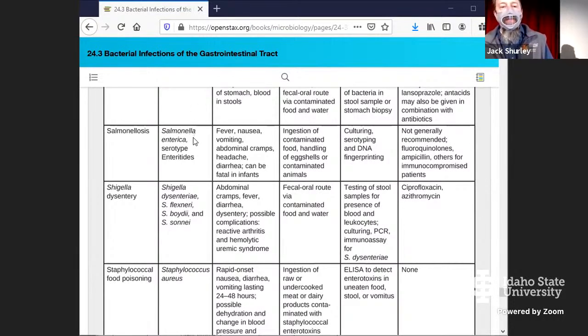We find salmonella and we're pretty much good to go with that. So fever, nausea, cramping, headache can have fatal consequences if we're talking little dudes. So contaminated food, handling of eggshells or contaminated animals sets the stage for some of these issues.